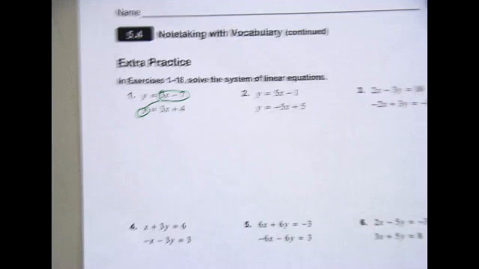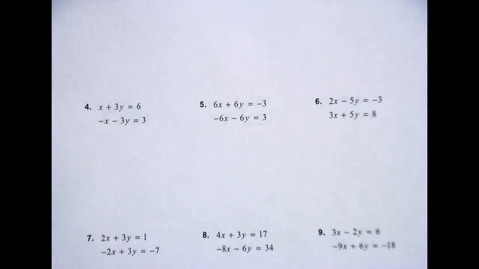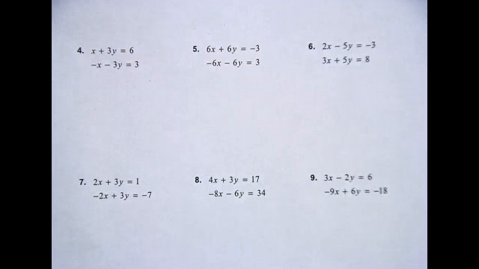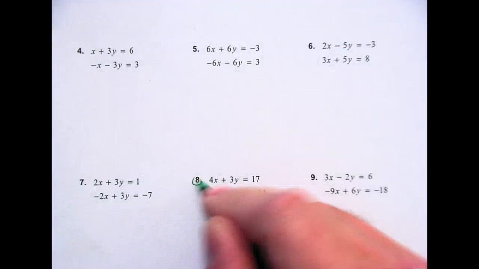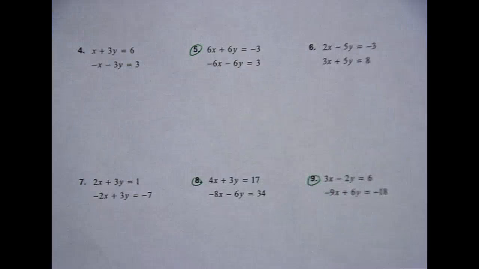Okay, so I don't know if I have any of these others in slope-intercept form, but which other ones look like they might have the same slope on 4 through 9? Go ahead and circle any that you think might have the same slope. All right, does anyone have one? Number 8? Number 5? Okay. Any others? Number 9? All right. 8, 5, 9. I will tell you that all of those have the same slope.